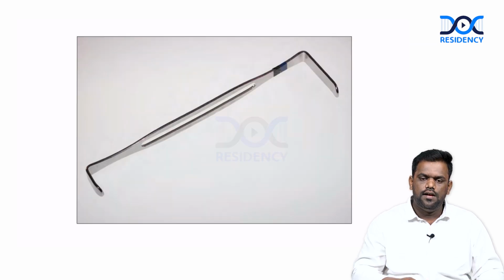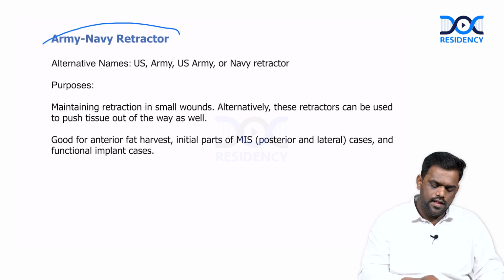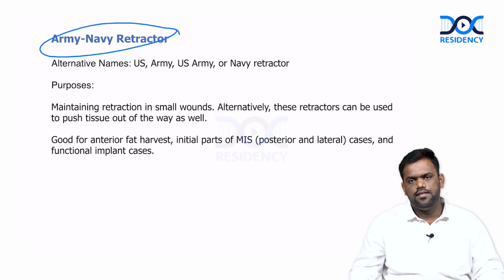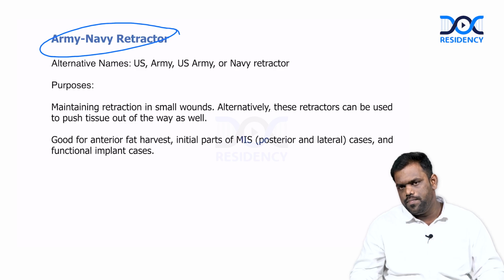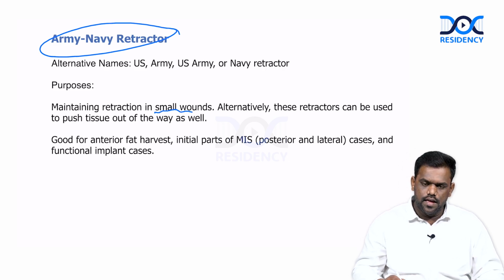Let's go to the retractors. This is a retractor. What is the name of this retractor? This is the Army Navy retractor. The alternate name is US. They can simply call it US or Army, so US Army or Navy retractor. The purpose is maintaining retraction in small wounds. Alternatively, these retractors can be used to push tissues out of the way as well.